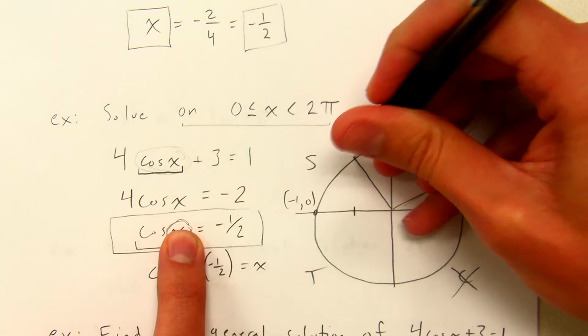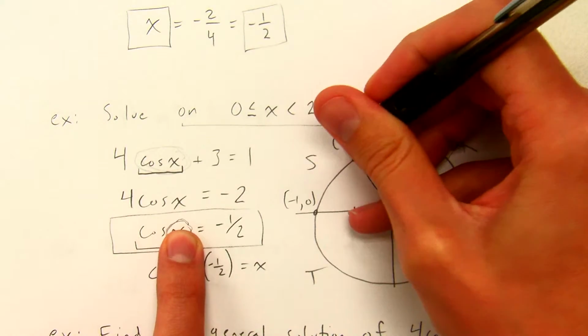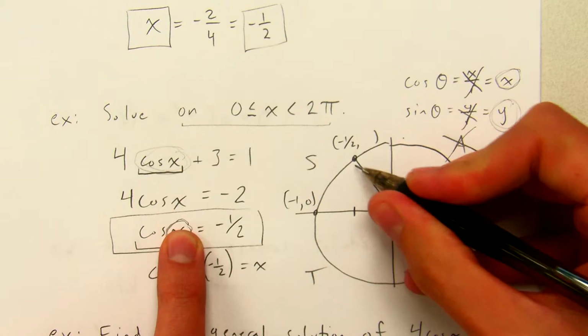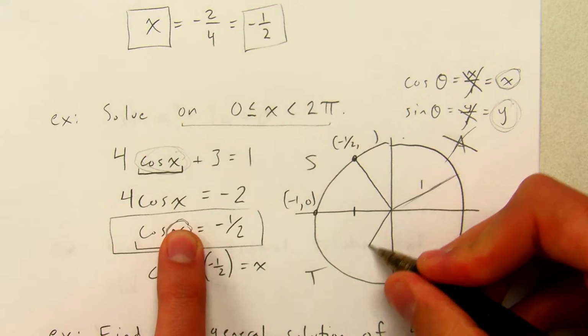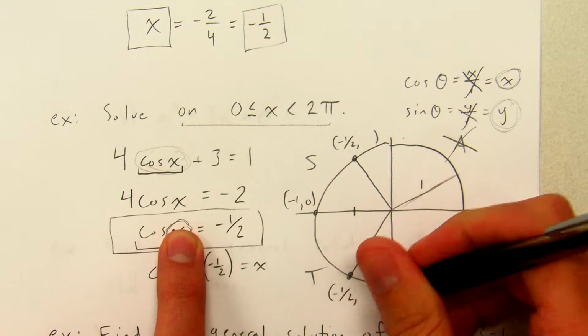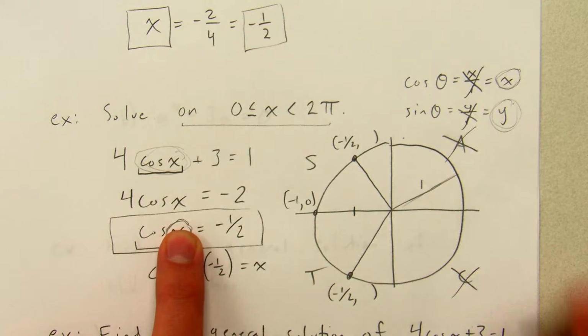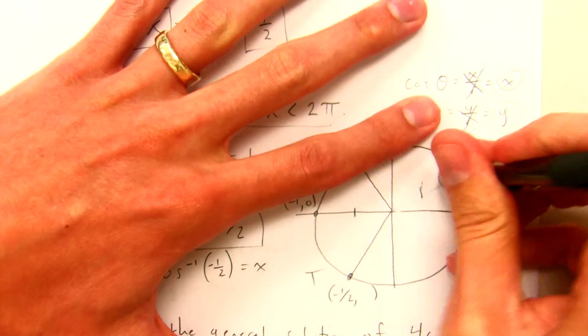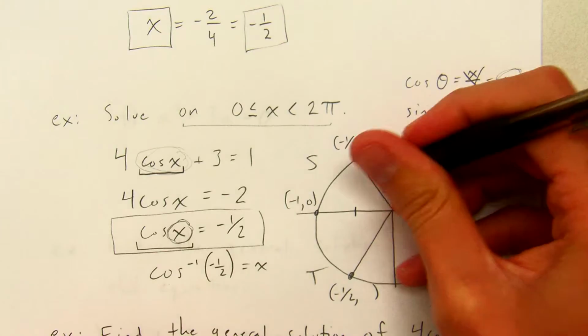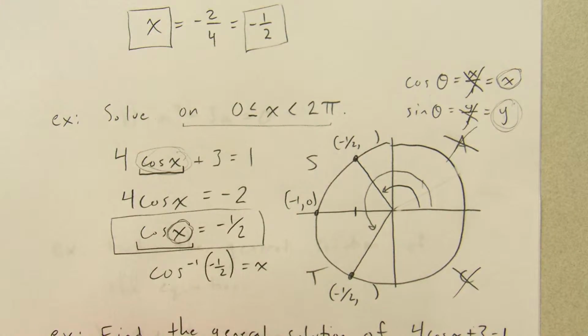This angle, -1/2 comma something, right? Do we agree that the x value is -1/2 right there? And this angle, this is -1/2 comma something. Now the question is for us to find out what is this angle and what is this angle. Those will be our answers.